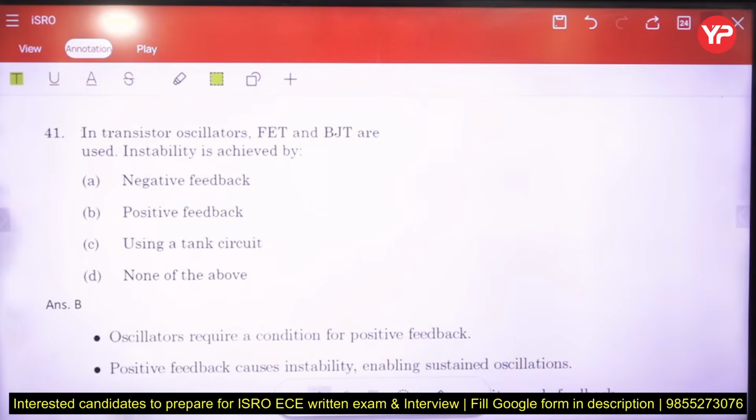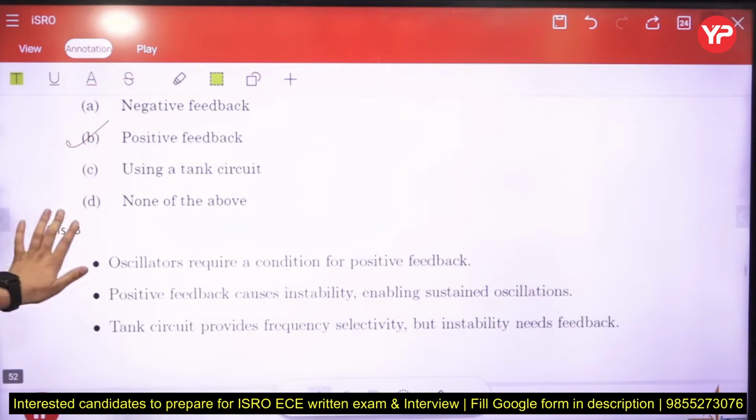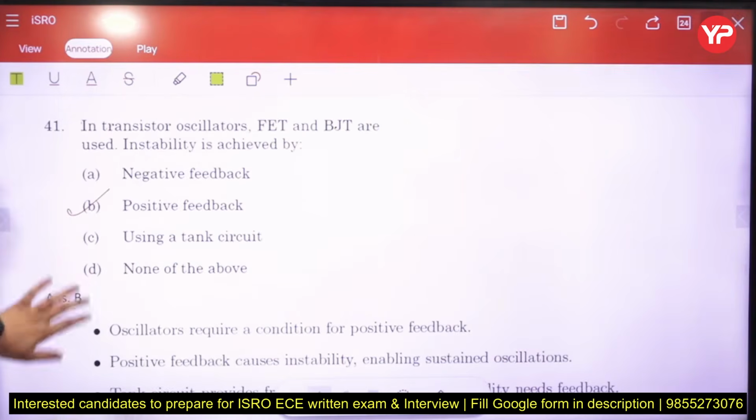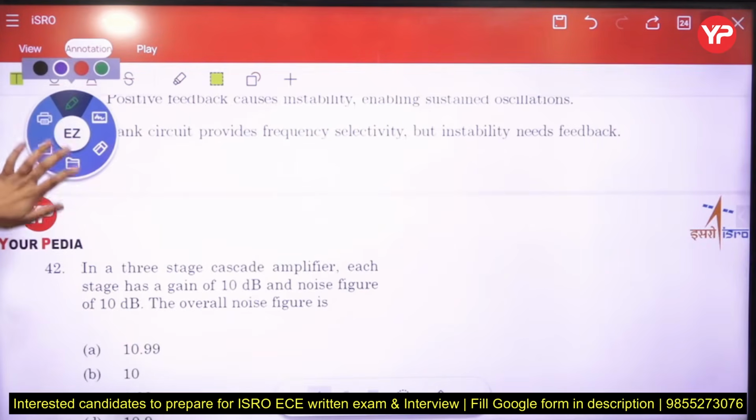The transistor oscillator, FET, BJT are used. Instability is achieved by positive feedback. Whenever we are talking about the oscillators, we will provide the positive feedback to get a sustained oscillation, or you can say the instability.